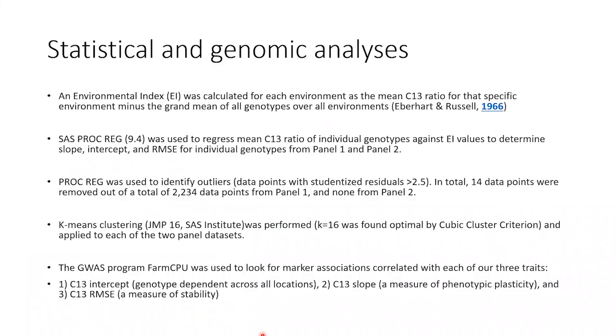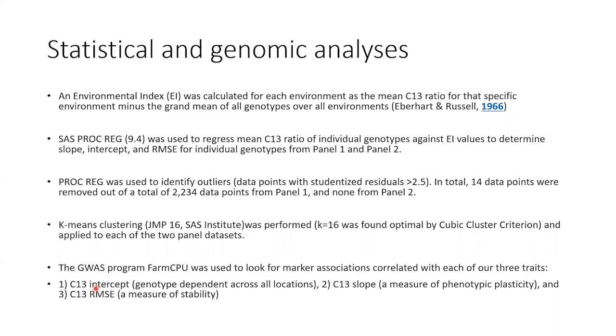Okay, so for the statistics and the genomic analysis, which is really what gets my blood boiling, because I love statistics and I love genetics. So we used SAS PROC REG to regress mean C13 ratio of individual genotypes. And we did this against an environmental index, which was calculated for each specific environment minus the grand mean across all environments. This is something that Eberhart and Russell came up with, and it works quite well. So we did a bunch of data control and a whole bunch of other things, but bottom line is there were 3 traits we got from this.